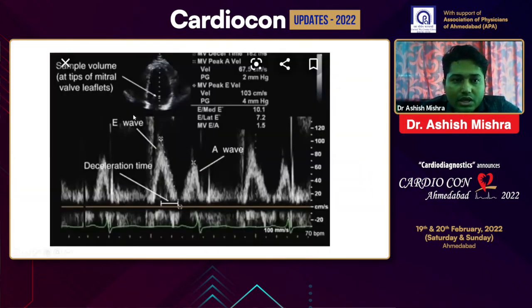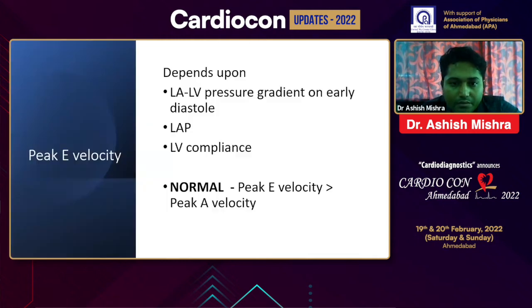So this is the typical sample volume which has been attained within 1 to 3 millimeters of the mitral inflow area, and we can see the E wave, A wave, and also the deceleration time from the peak of E wave to the baseline. So these variables are well depicted in this diagram.